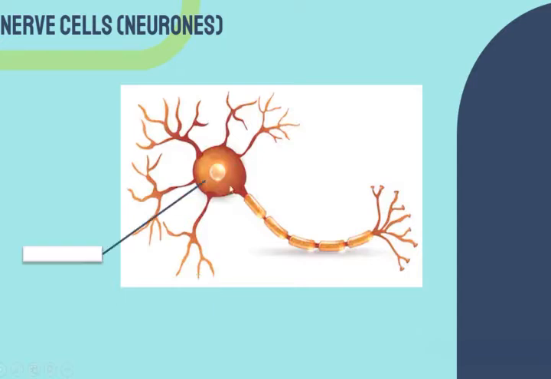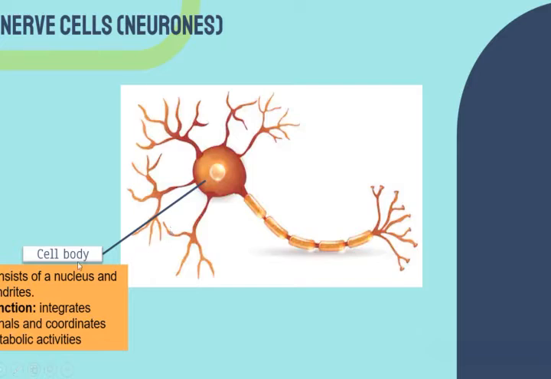We go to the first structure. This is referred to the cell body. Please take note, it is not the body cell, it is cell body. Before the function, let me refer to the characteristic of the cell body. It consists of a nucleus and dendrites. This is the nucleus and this is the dendrite. So the cell body consists of dendrites and also the nucleus.